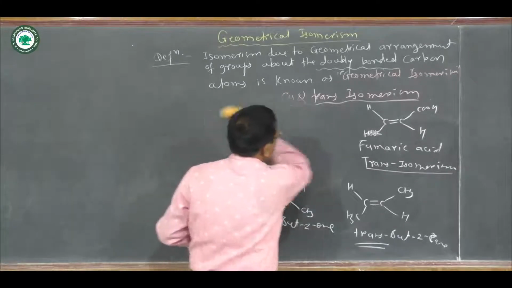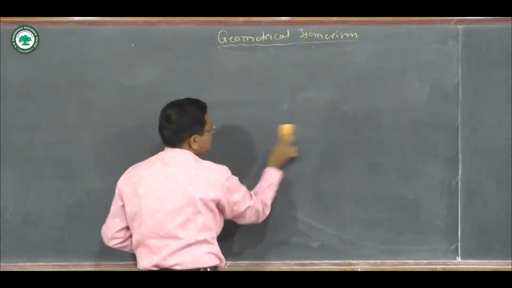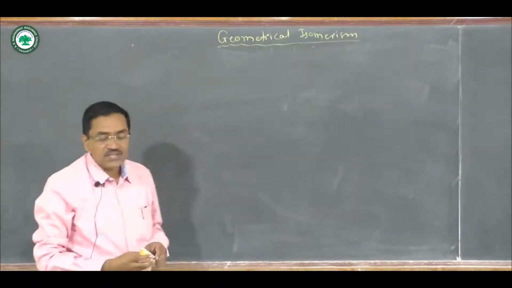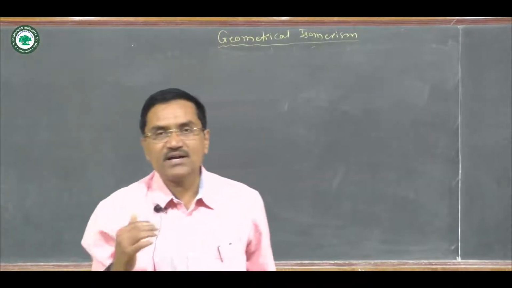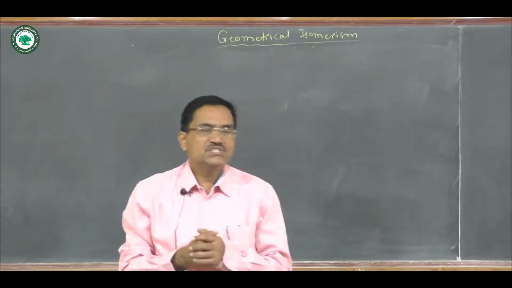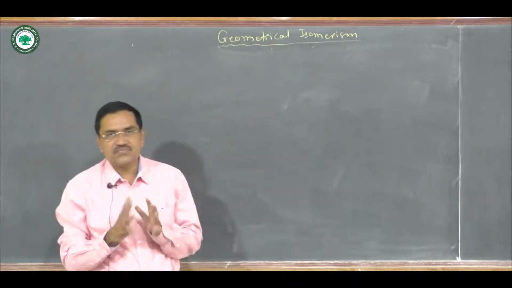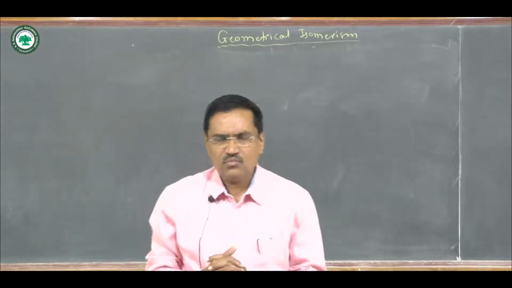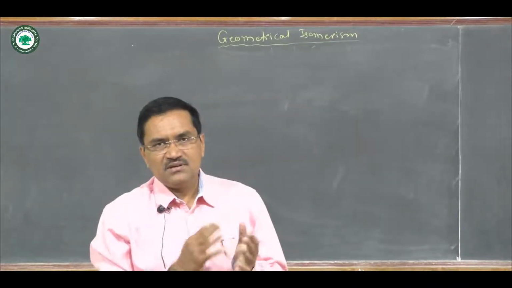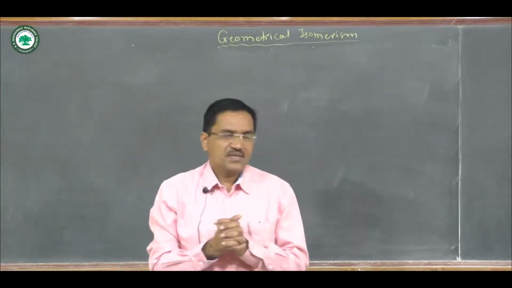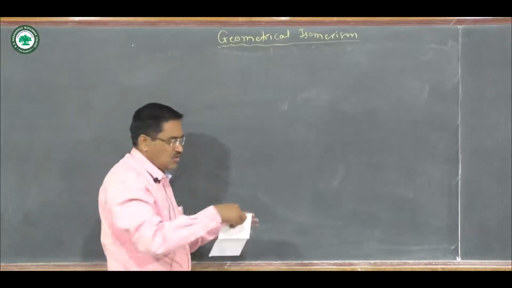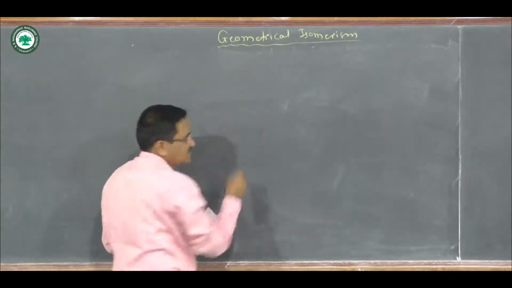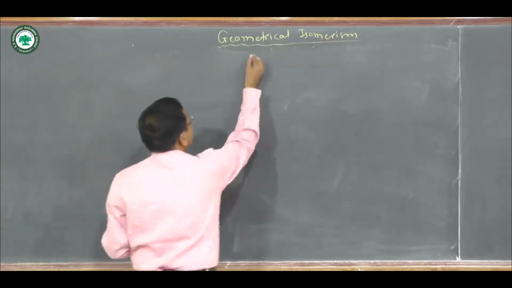Now we will move towards the EZ configuration. When we consider cis-trans isomerism, suppose three different groups are attached to the doubly bonded carbon atoms, then the cis-trans system fails. So there is a more developed method for the nomenclature of these geometrical isomers, that is the EZ configuration or EZ nomenclature.